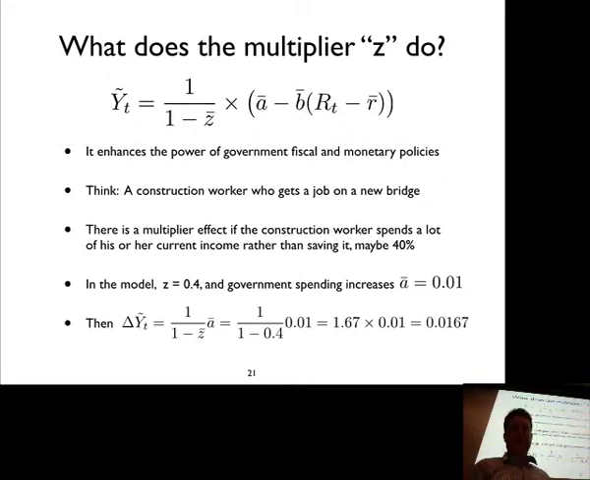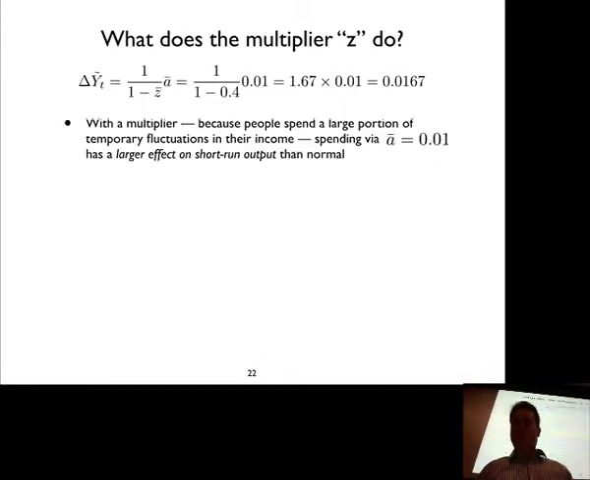And that raises it, if Z is equal to 0.04, by a factor of, I guess, 5/3. So rather than a 1% increase in GDP, we would see a 1.67 increase, a bigger increase in GDP for a particular government spending increase of 1%. So that's what we would see then. That's technically called fiscal policy. So there's a multiplier. People are spending a larger portion of temporary fluctuations in their income, and there's a larger effect on short-run output than normal.